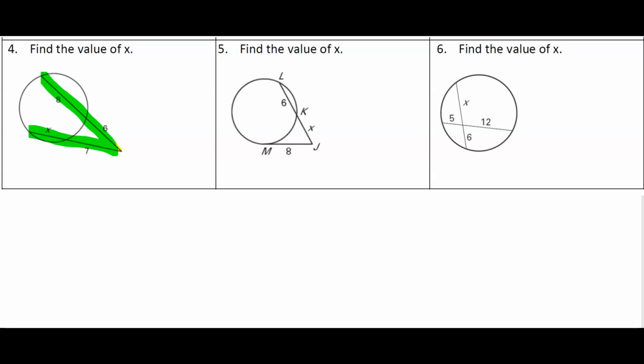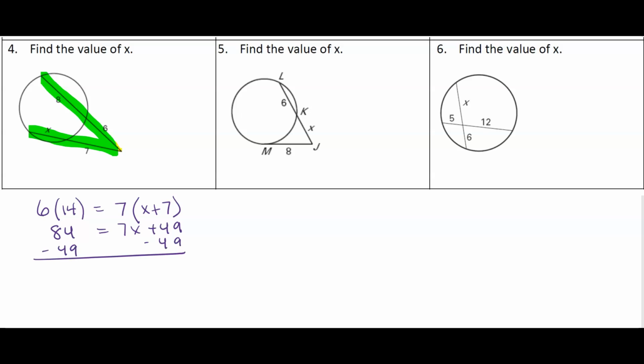So the setup for this one should be 6 times 14, when you add them together, equals part times whole. So you would add those up. So from there you would do the math and you would simply say 6 times 14 is 84 equals 7x plus 49. You would subtract 49 from each side and you would get 35 equals 7x, divided by 7, 5 equals x. Looking at the problem, it says find the value of x, so 5 was the correct answer.